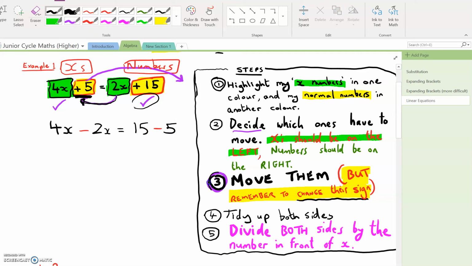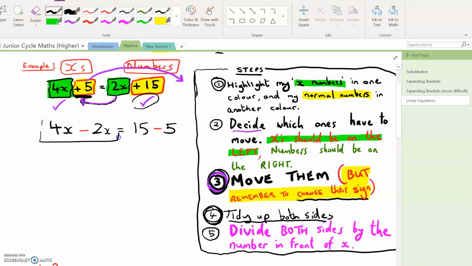Lovely. That's step 3. Now on to step 4. Tidy up both sides. Now you can do this with a calculator if you want, or if you're good enough to do it in your head, by all means do it in your head.